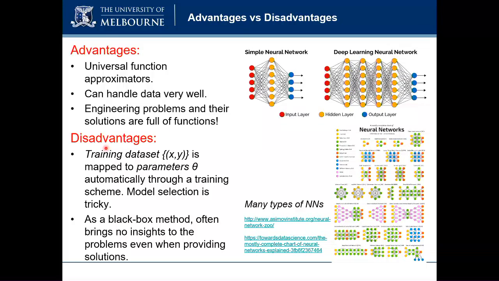No method is perfect. The training data set is mapped to parameters automatically through optimization, through a training scheme. And then model selection is tricky. There is a bit of an art aspect to it, as I was saying. And then the even more bothersome part, which makes a lot of people hate this stuff. And I'm always advocating balanced views. You shouldn't fall in love with a method, or hate a method. Keep a cool head, right?